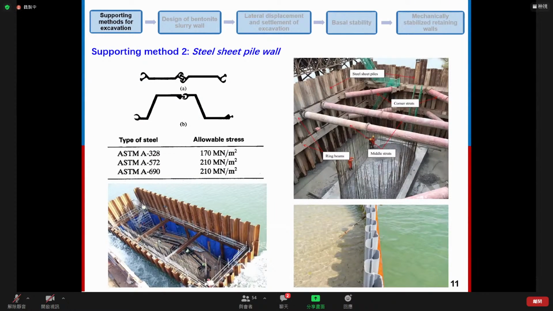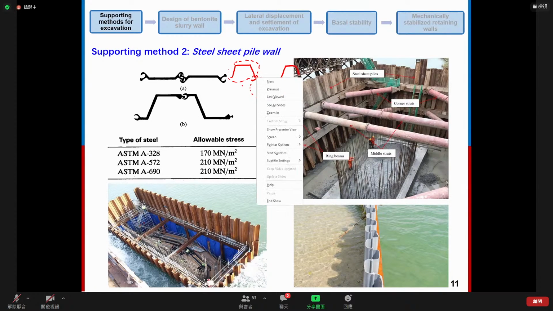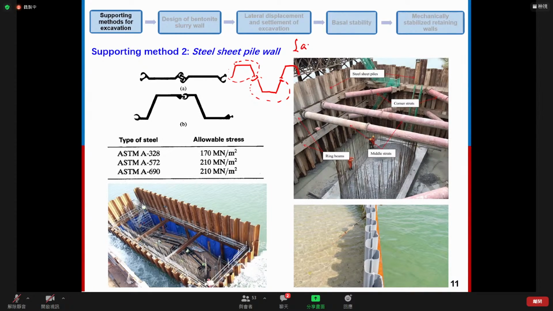Here we have two typical types of the sheet pile wall section. The first one is like this section, but sometimes you may also see it in this way. So this is one section of sheet pile wall, and this is the another section, and then the connection is at this location. So this kind of section, we have a name for it. It's called Larsen section.